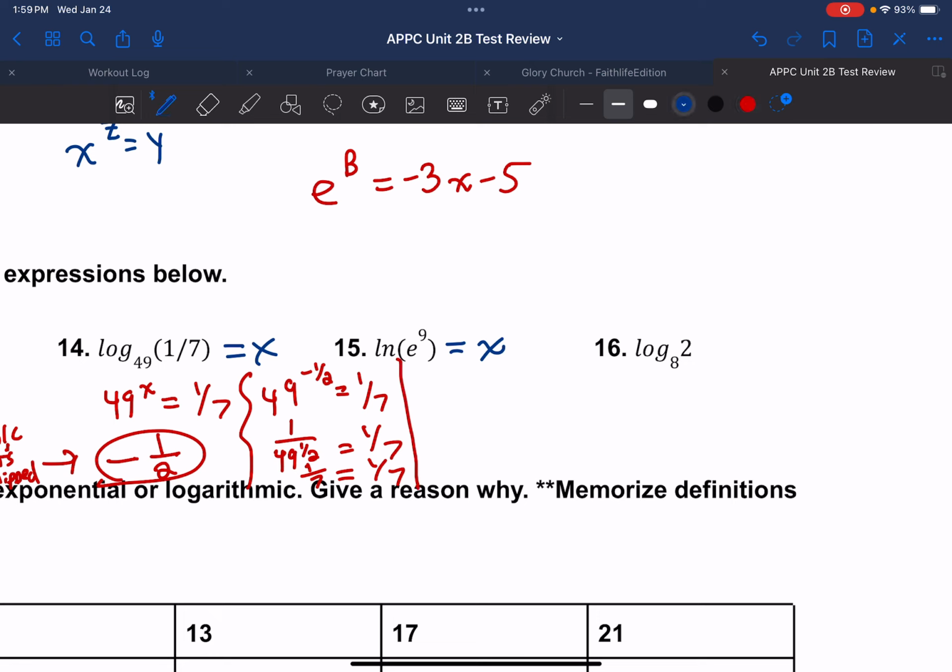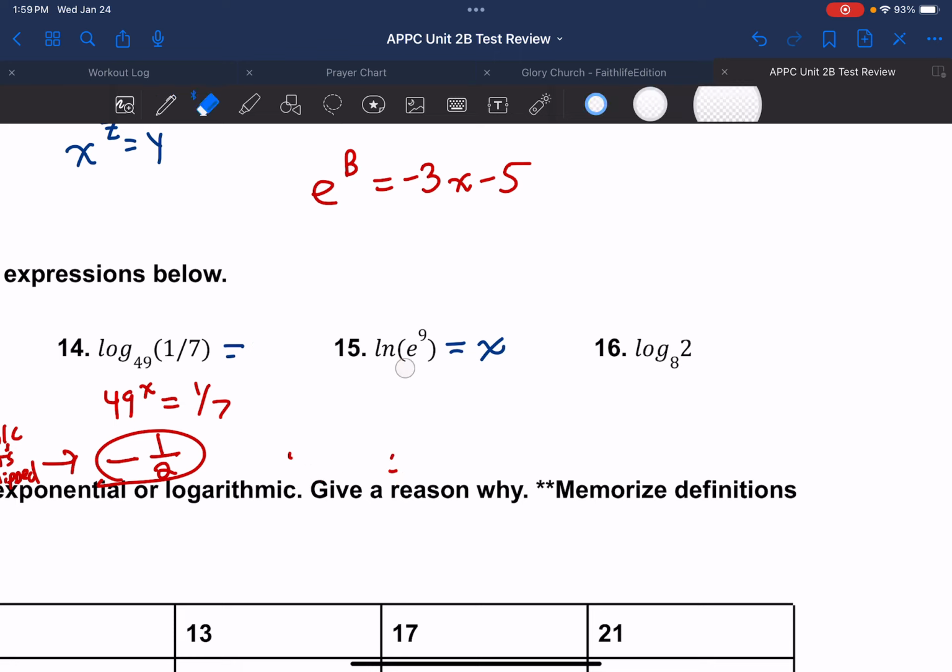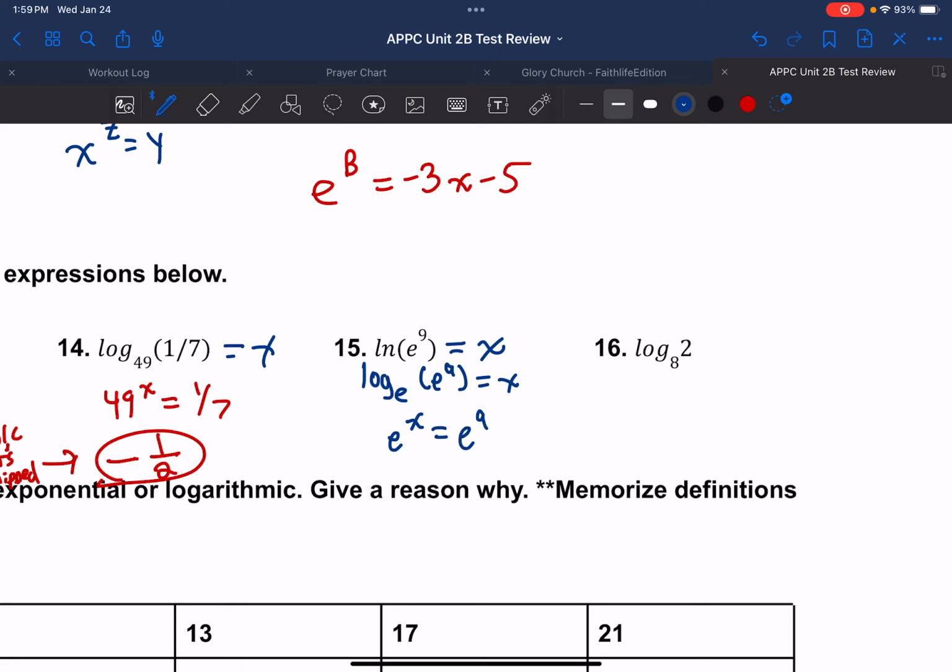And then in blue here, let me erase this actually for the answer key. I would always, once again, anytime I have these, write it as log base e again. And then rewrite it with base, so e to the x equals e to the 9. The bases are the same, so the exponents have to be the same. That has to be 9.